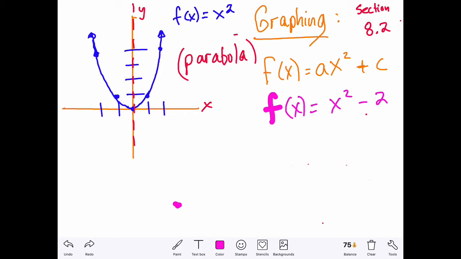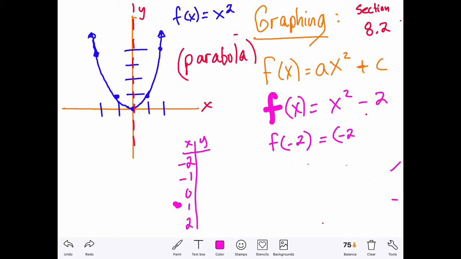Okay, well, let's go ahead and make a table. And remember, with these xy tables, I've been picking these values: -2, -1, 0, 1, and 2. And that won't change. Eventually, when we add a bx term here in the middle, that will change, but for now, it won't. Okay, so f of -2, let's plug in for x. All right, -2 squared is, you got it, +4, minus 2, +2.